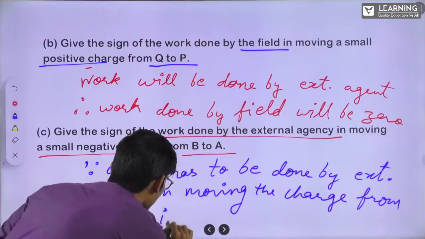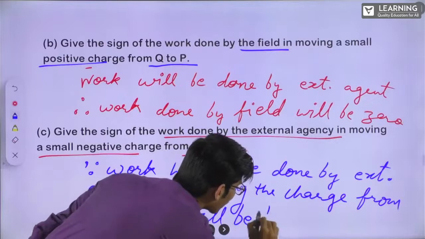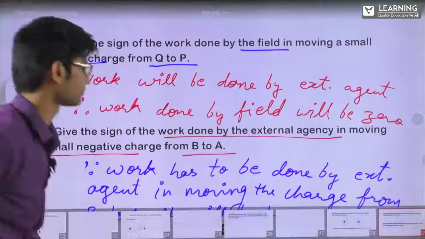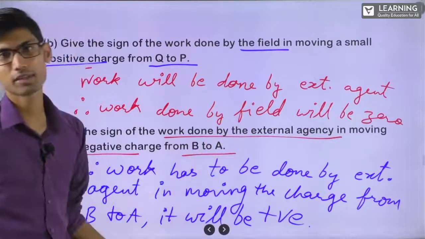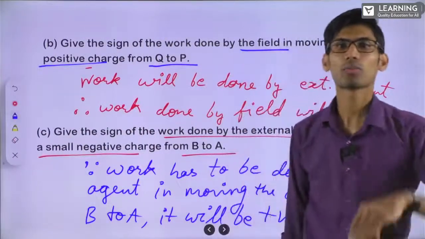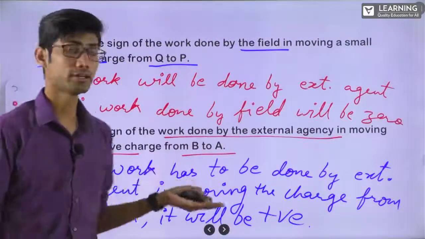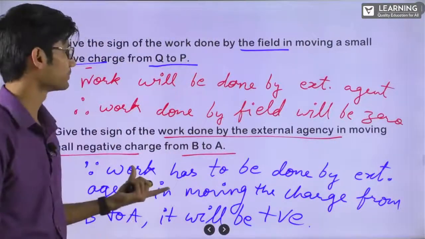It will be positive. Clear? Here, since they are asking by external agent, the work done has to be done by external agent because it has to go opposite to the field. So it will be positive. If they would have asked by the field, it will be negative. Clear?